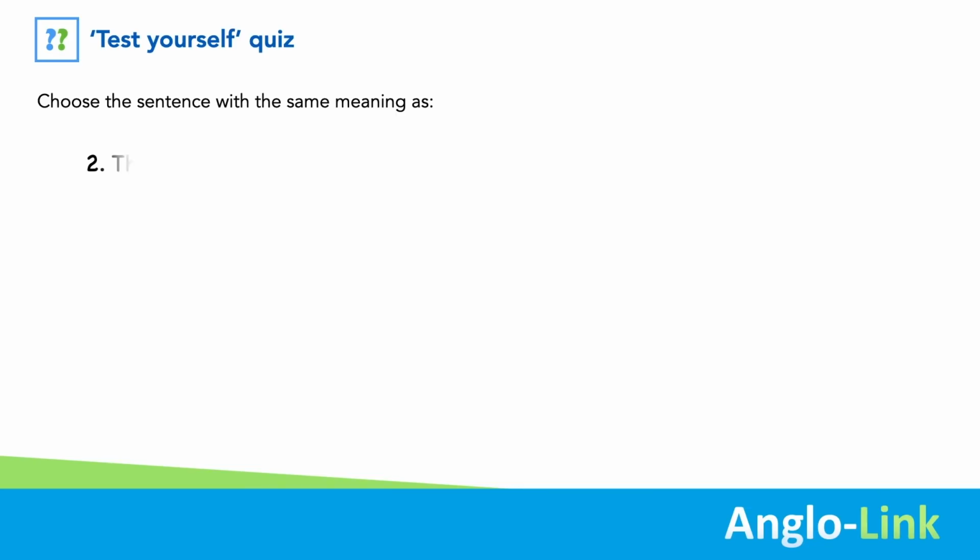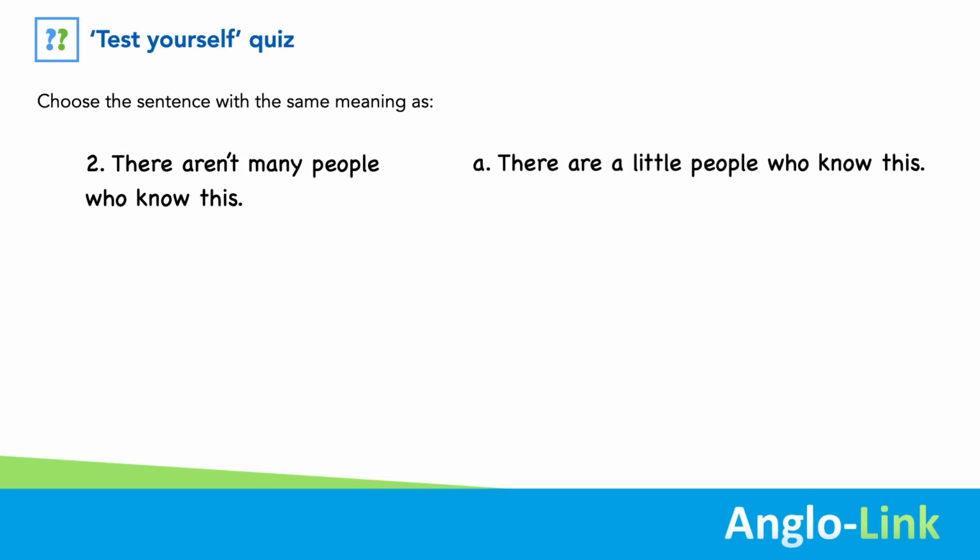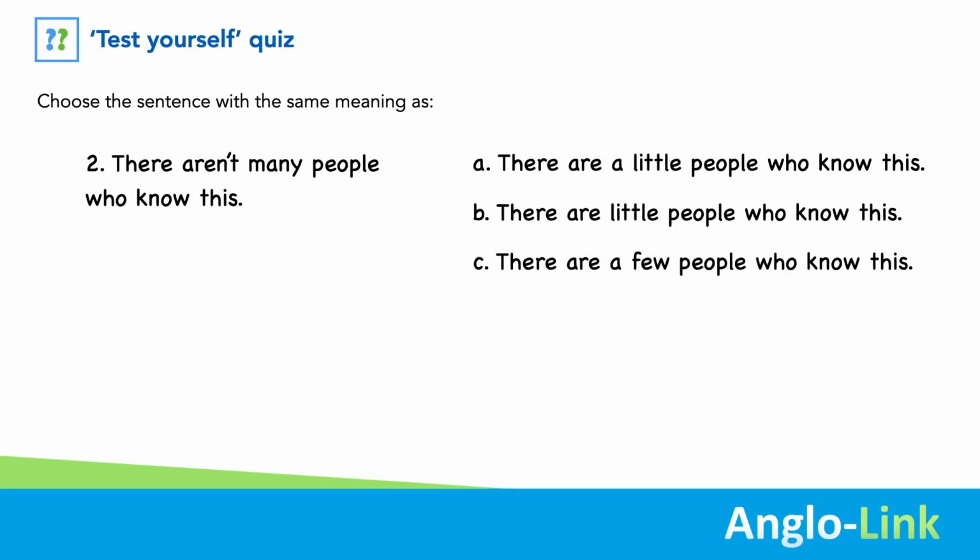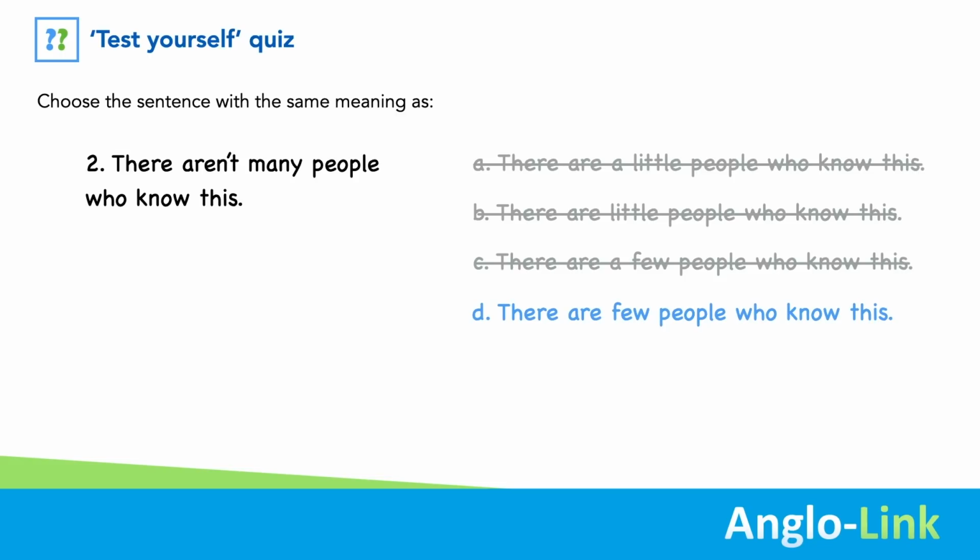Let's do one more. "There aren't many people who know this." Which sentence will have the same meaning? A: There are a little people who know this. Or B: There are little people who know this. C: There are a few people who know this. Or D: There are few people who know this. The correct answer now is D. There are few people who know this.